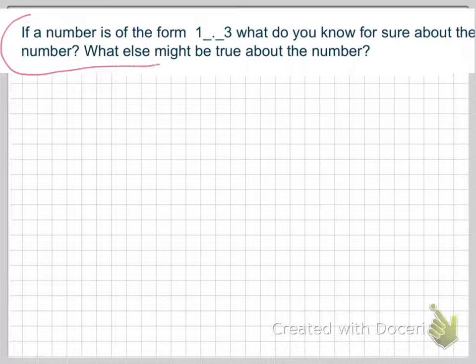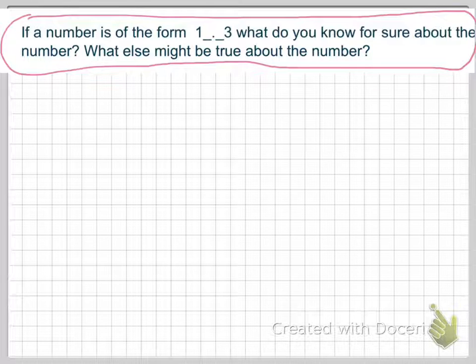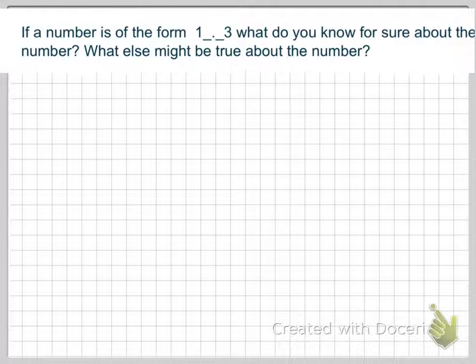If a number is in the form of 1 and then a blank number, decimal, a second blank number, 3, what do you know for sure about the number? What else might be true about the number? So there are some things I know right away. For example, I know for sure that the number is larger than 10.